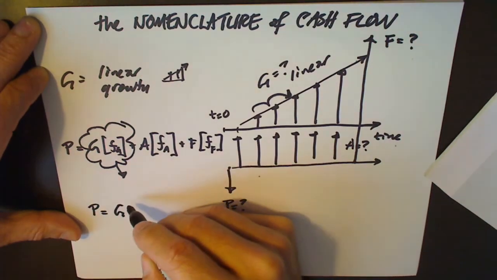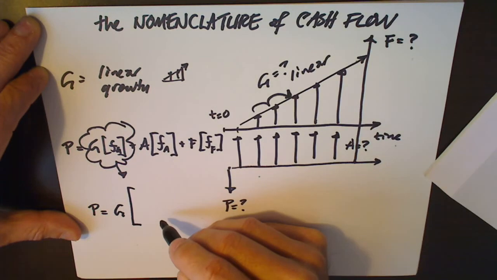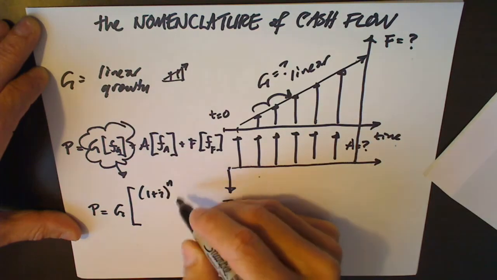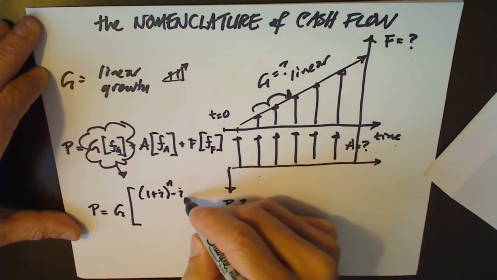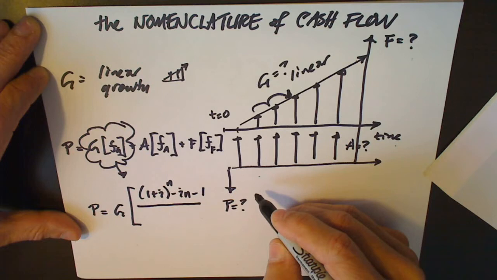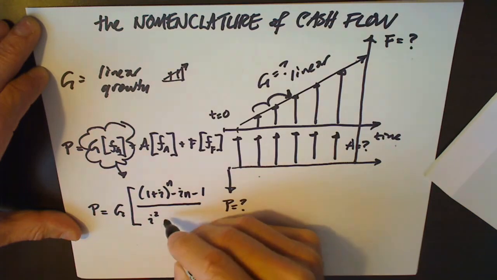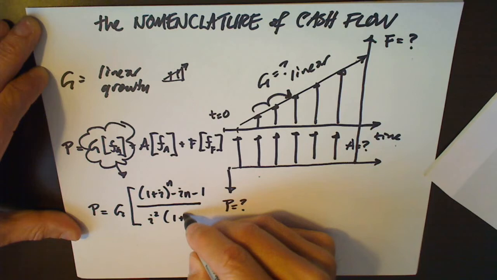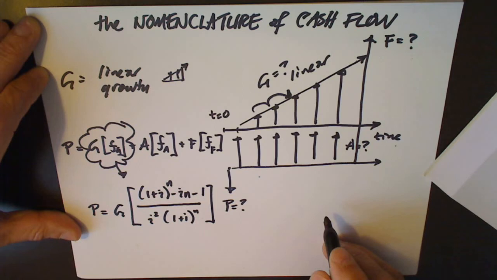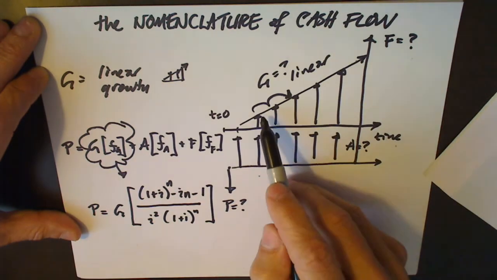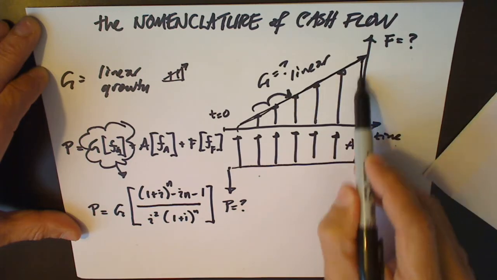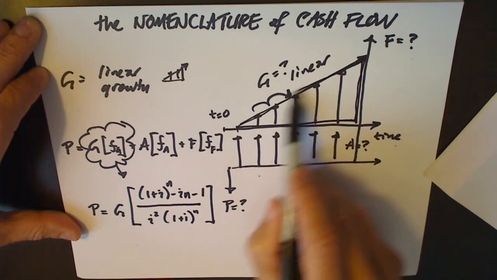Once you know the growth rate, you multiply it by the quantity 1 plus the interest rate raised to the number of compounding periods minus the term the interest rate times the number of compounding periods minus 1, all over the interest rate squared times the quantity 1 plus the interest rate raised to the number of compounding periods. What does this do? It calculates only the portion of the cash flow diagram that is contained within this triangle.